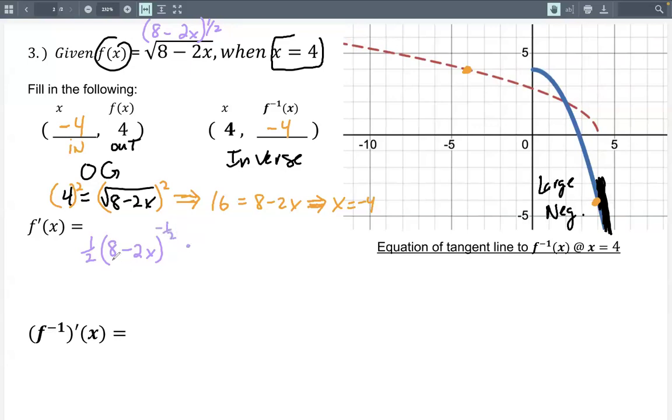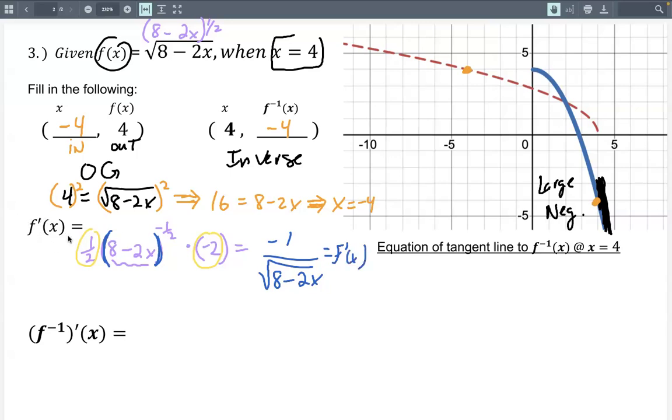Now chain times the chain, the derivative of the inside here is negative 2. Okay, let's simplify a little bit. Here we have 1/2, and then at the back end we have times negative 2. 1/2 times negative 2 is negative 1. Half of negative 2 is negative 1. And then everything here that's subjected to the negative 1/2 power, the negative power is the reciprocal, which sends it to the bottom, and the 1/2 power is the square root. So we have the square root of 8 minus 2x in the bottom. So that is our derivative, or f prime of x.